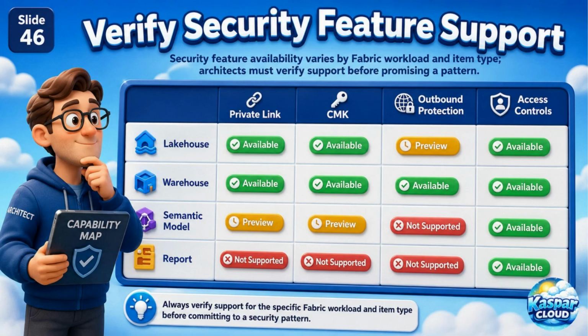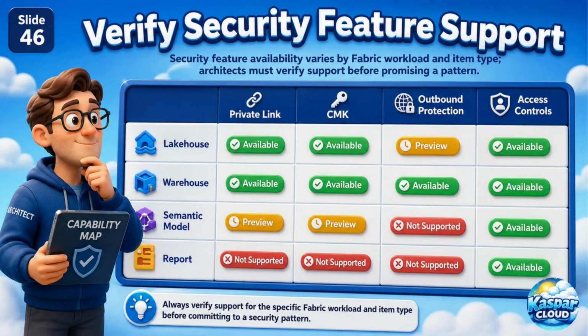Fabric feature availability varies by workload and item type. Not every security feature applies equally to every Fabric item. Workspace private links, customer managed keys, and outbound access protection may be generally available for some item types, in preview for others, and unavailable for others.